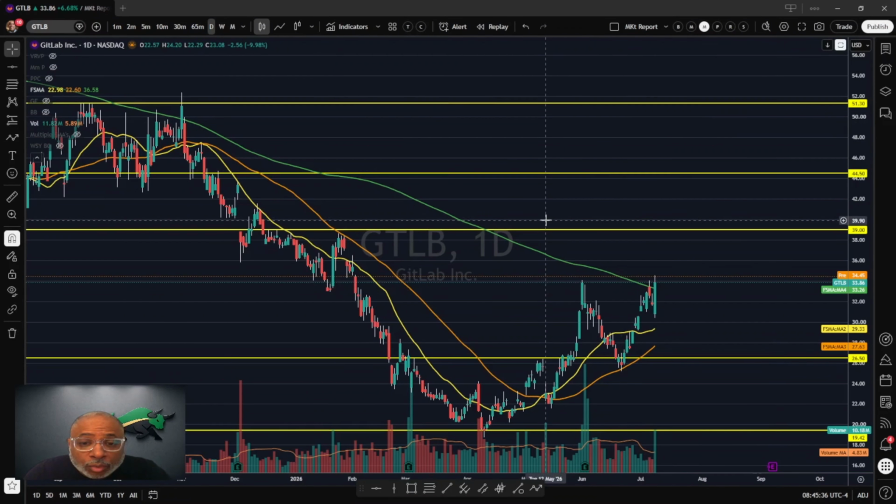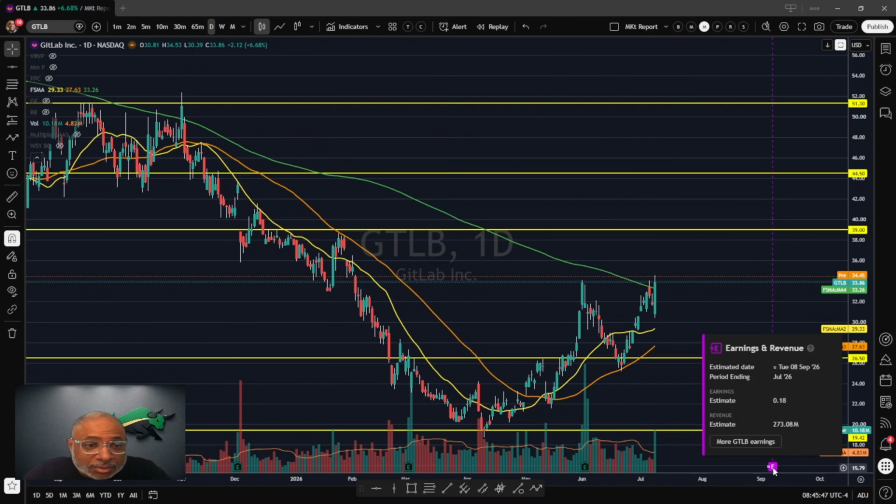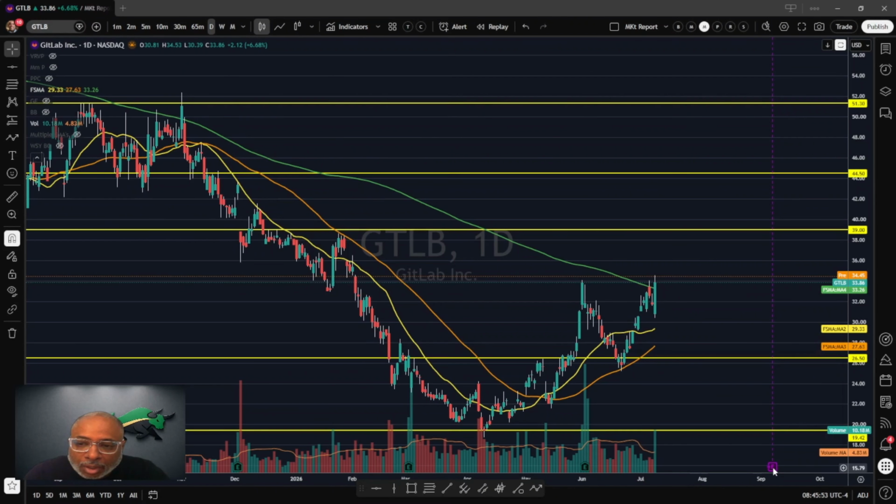One thing to note real quickly before we jump over to the option chain to find a way to play this is that we have earnings here in September. The earnings are not going to be until September 8th. So we have quite a bit of time. So we'll keep that in the back of our mind for our shorter term trades on the option side.